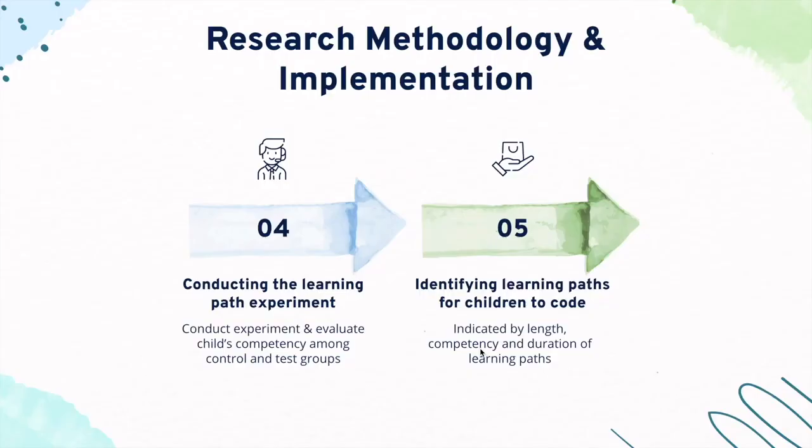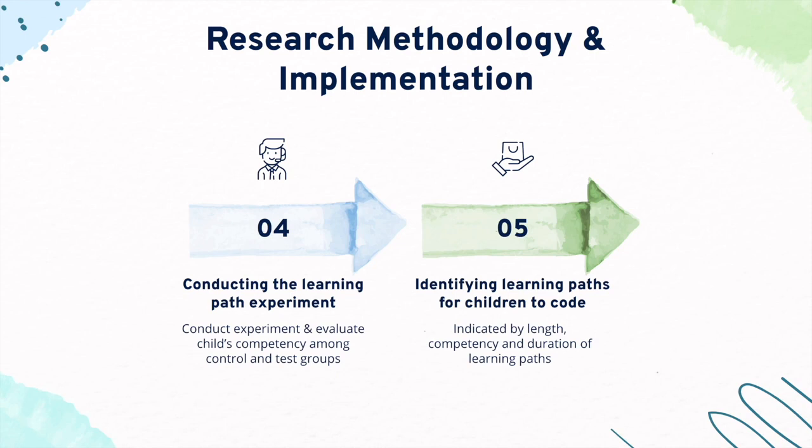So the next phase in my research methodology is the fourth phase, which is to conduct the learning path experiment. Firstly, 24 school children, primary school children were recruited in the age category of 10 to 12 years old. Then they were required to do an entry test in order to categorize themselves as good, average or weak competency groups. So the entry test is designed in such a way that it has 15 multiple choice questions, and the purpose of the entry test is to test their preliminary coding skills.